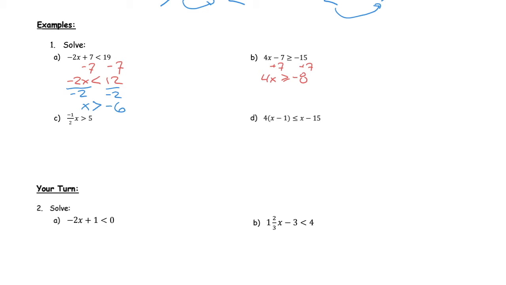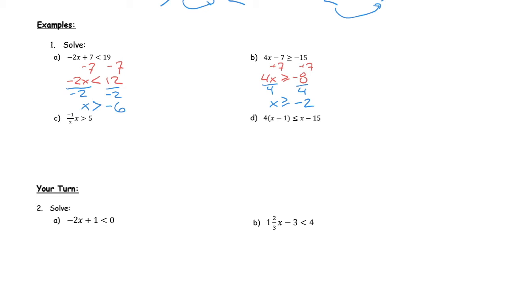And now I'm going to divide by 4. And that's okay because it's positive 4. So this is going to be x is greater than or equal to negative 2, and it doesn't matter that the right-hand side becomes a negative value. I did not divide by a negative.